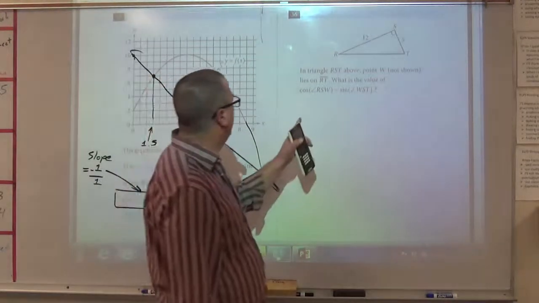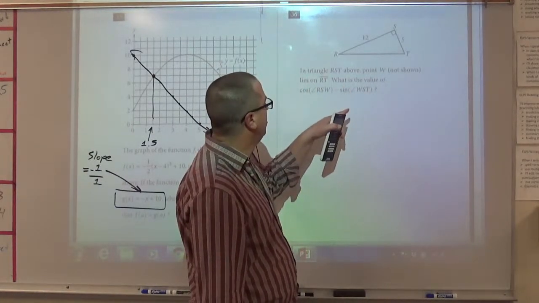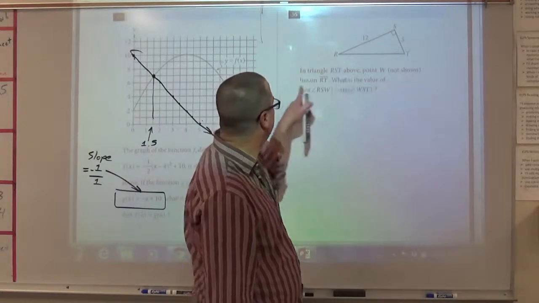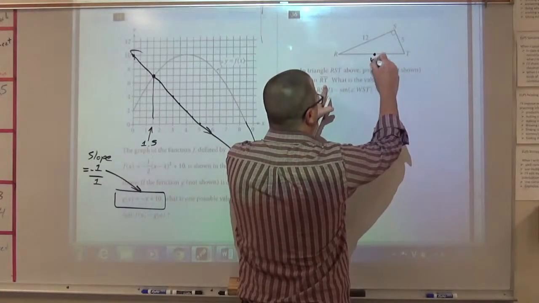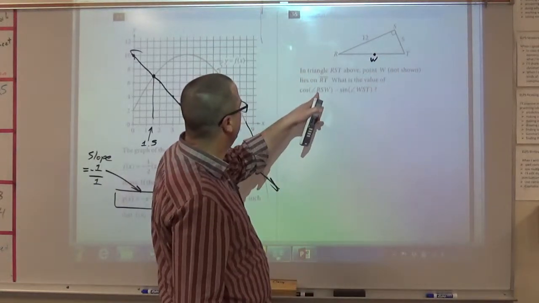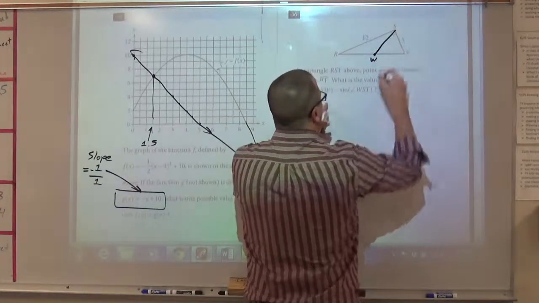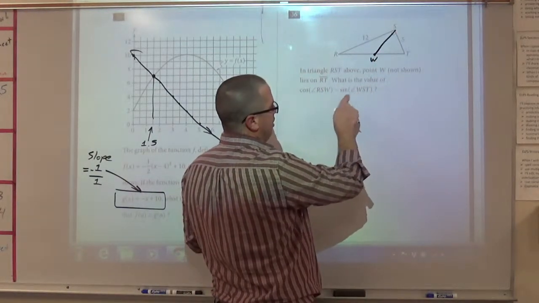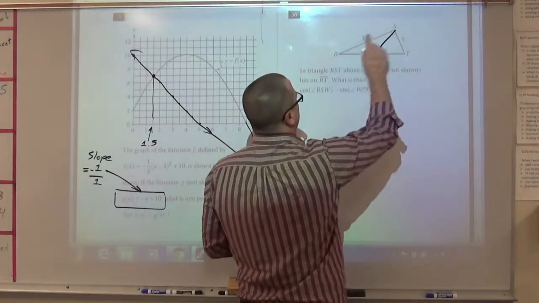Alright, for number 36, we've got a triangle. Point W is not shown, but it lies on the line RT. So W is somewhere on here. What is the value of cosine of angle RSW minus sine of angle WST? So WST, RSW.